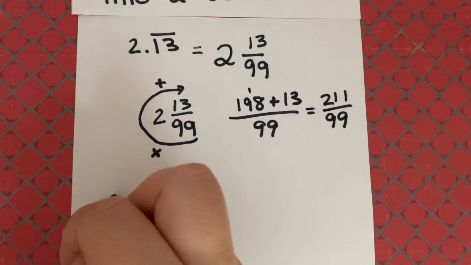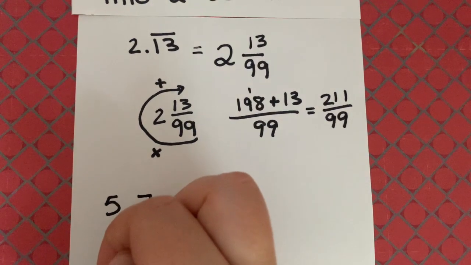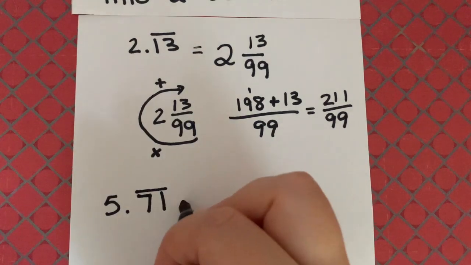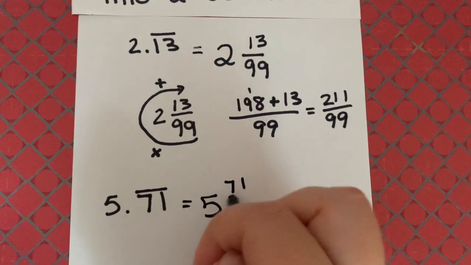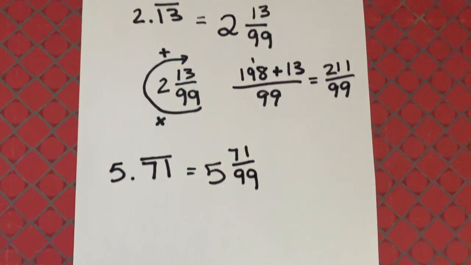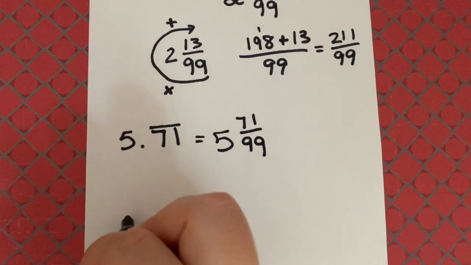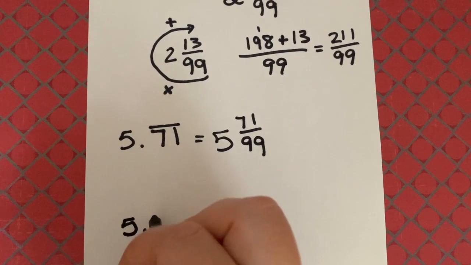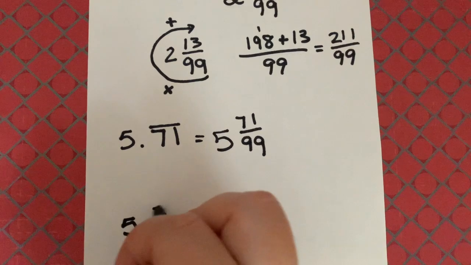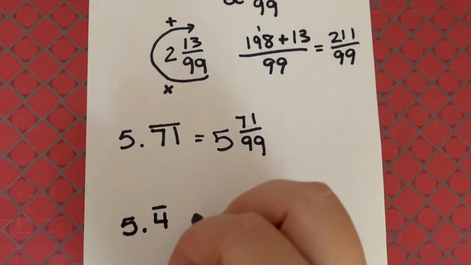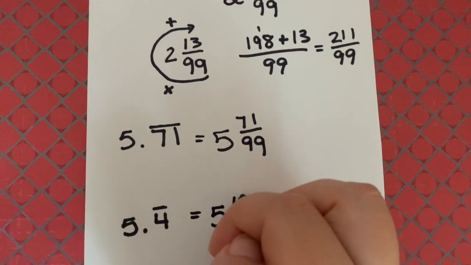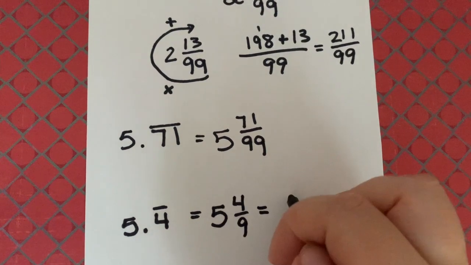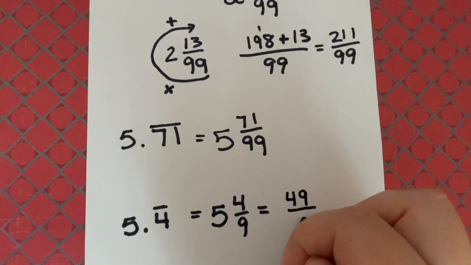So let's try one of these. Let's try 5.71 with the 7 and 1 repeating. And this would be 5 and 71 over 99. How about turn this one into an improper fraction? So it would be 5.4 repeating. And that would be 5 and 4/9, or 9 times 5 is 45, plus 4 is 49 over 9.